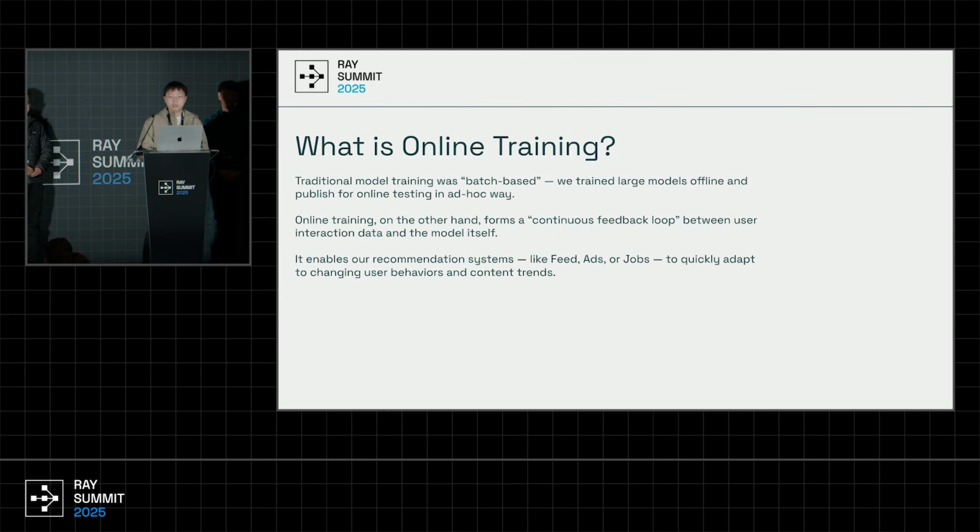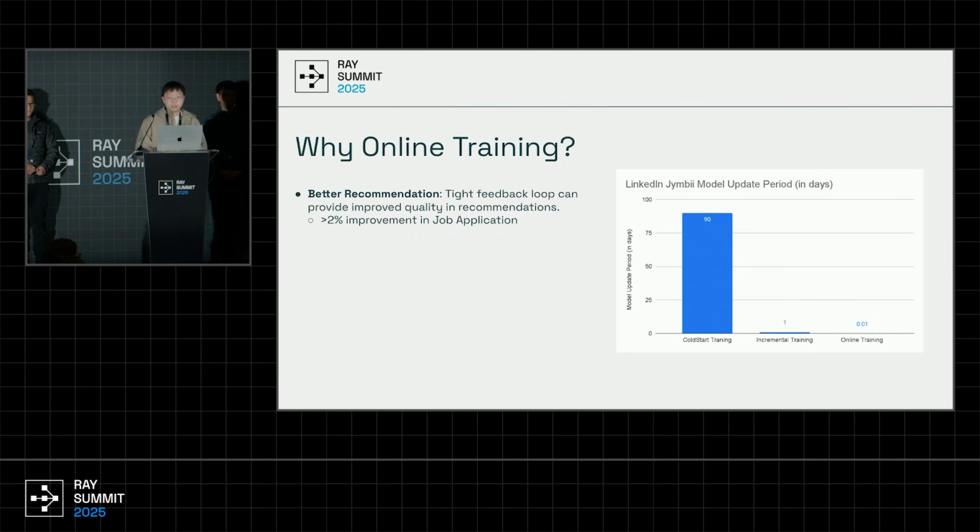At LinkedIn, we have onboarded our system to major AI use cases, including incremental training for feed and ads, or online training for jobs you might be interested in. So why do we do online training? Because it can bring us benefits from both business and infra points of view.